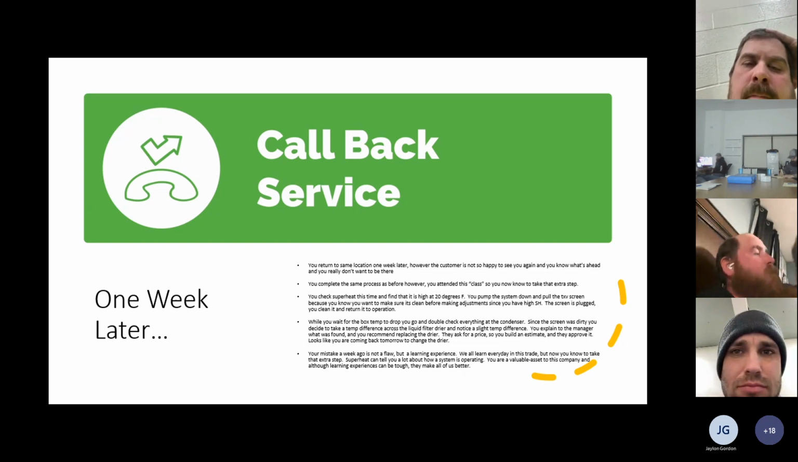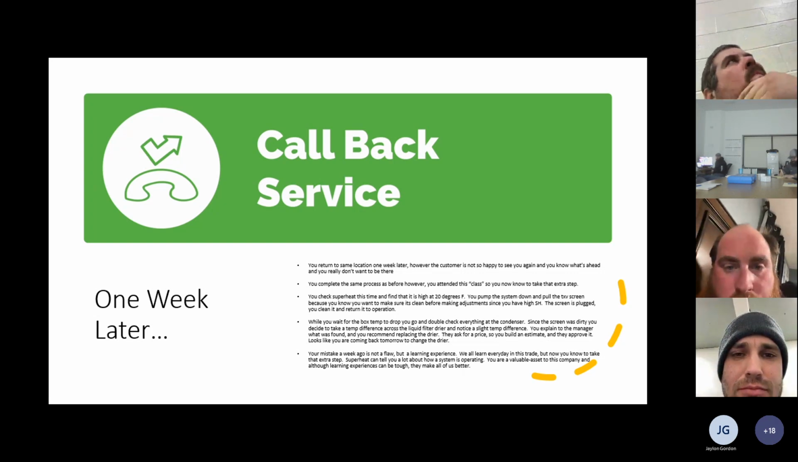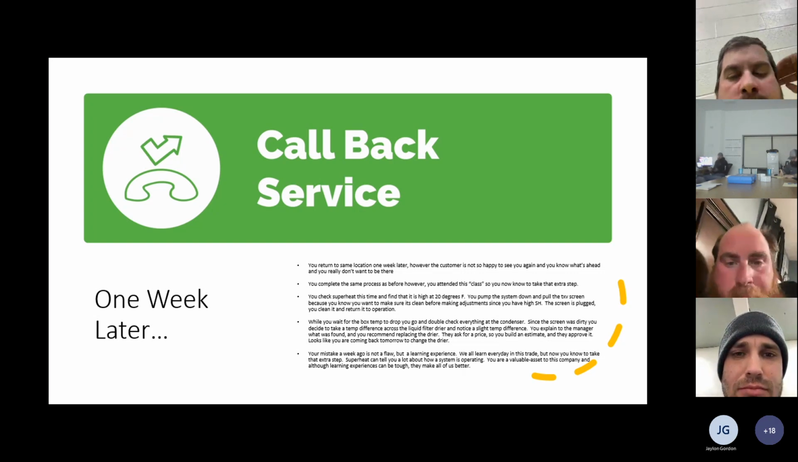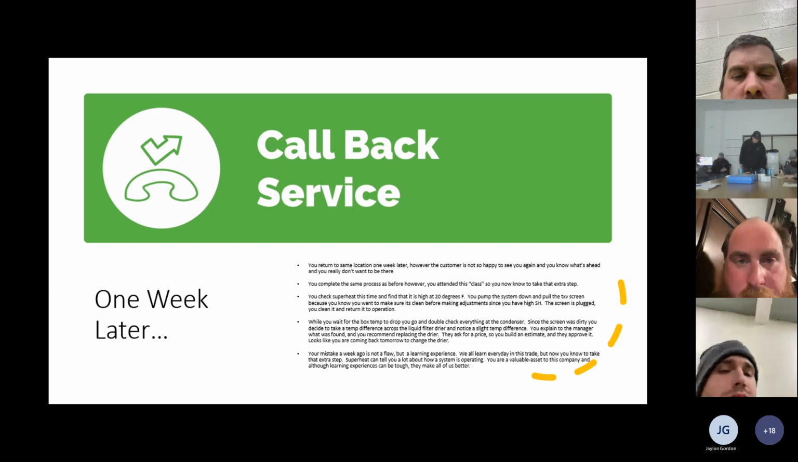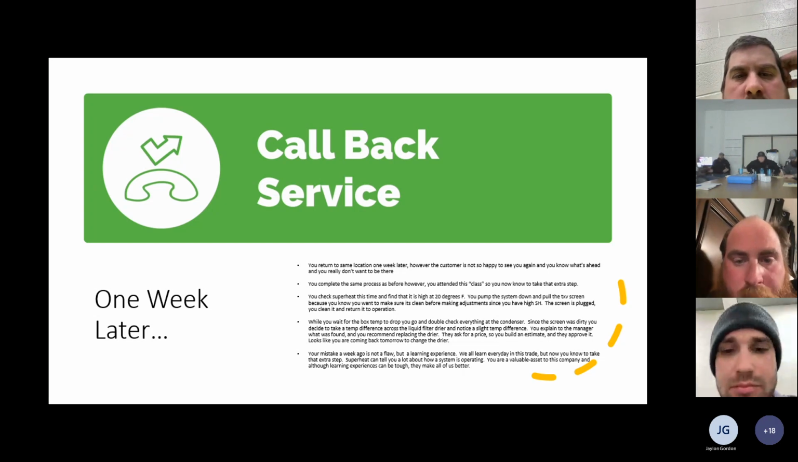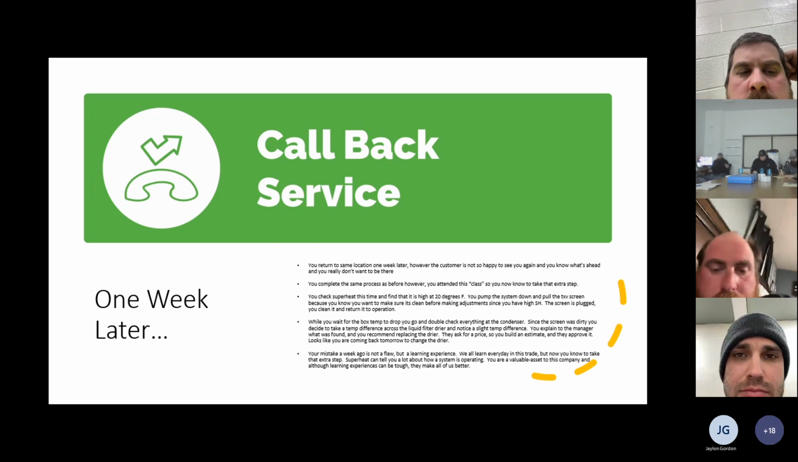Now it looks like you're coming back tomorrow, on day 3, to change the dryer, because it's 4:30 and dinner's getting cold. So your mistake, I know it's all just fun and games, but your mistake a week ago is not a flaw, it's a learning experience. Like I said, that was a pretty good write-up considering everything that was done. But now you took one extra step. You checked one more thing that you didn't check before.